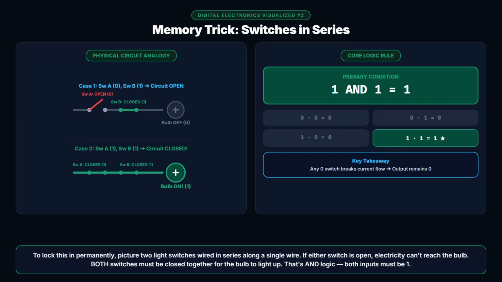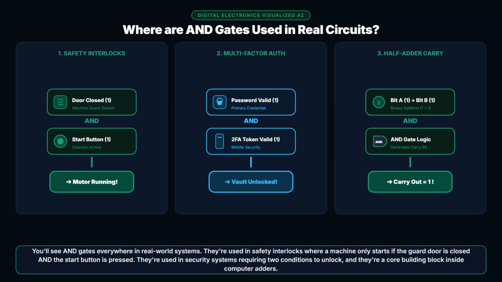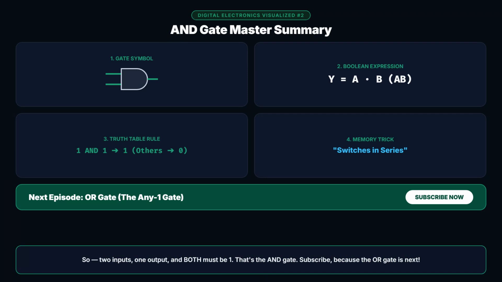You'll see AND gates everywhere in real-world systems. They're used in safety interlocks where a machine only starts if the guard door is closed and the start button is pressed. They're used in security systems requiring two conditions to unlock, and they're a core building block inside computer adders. So, two inputs, one output, and both must be 1.